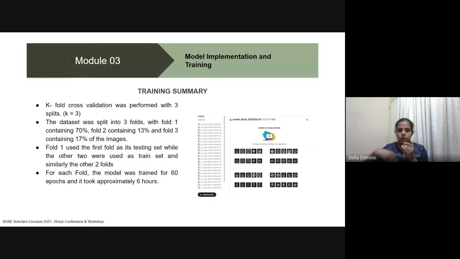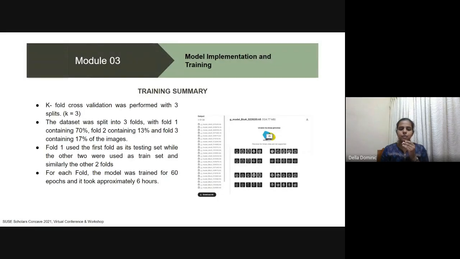Given here is a summary of the training process that we actually did. K4 cross validation was performed with 3 splits, and the dataset was split into 3 folds. The first fold containing 70% of the data, second fold containing 30% of the data, and the third fold containing 17% of the data. In the first fold training, fold 1, that is 70% of the data, was taken as a testing set, and the other two folds combined together formed the training set. And similarly, a similar approach was taken for the other two splits.